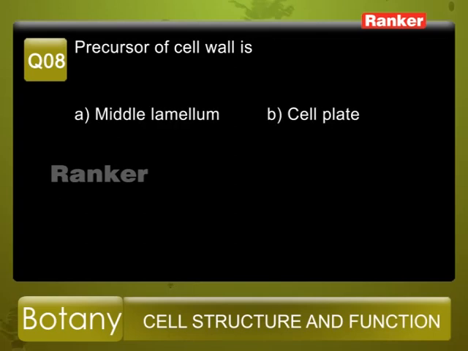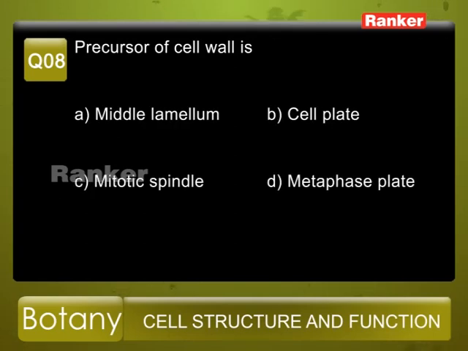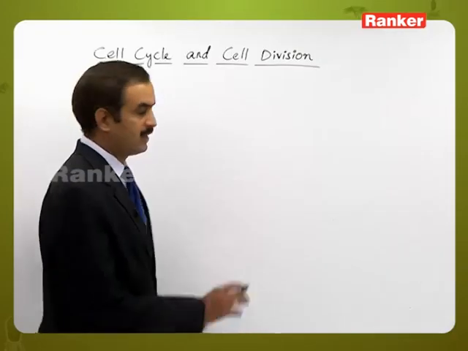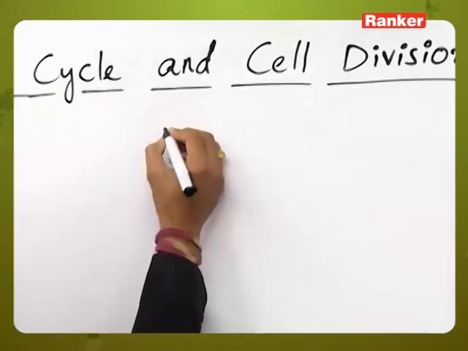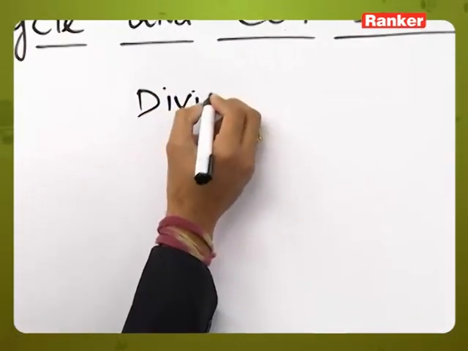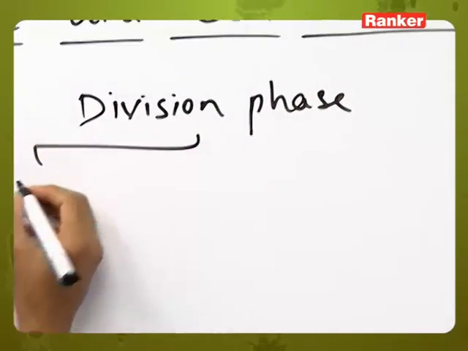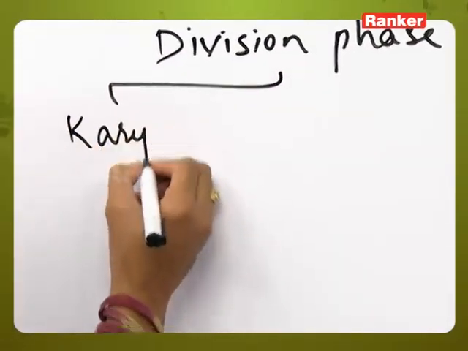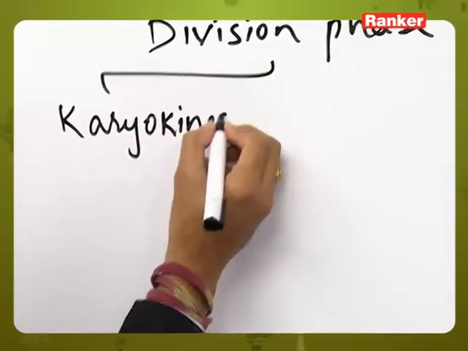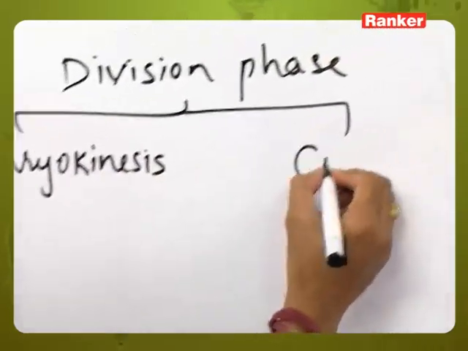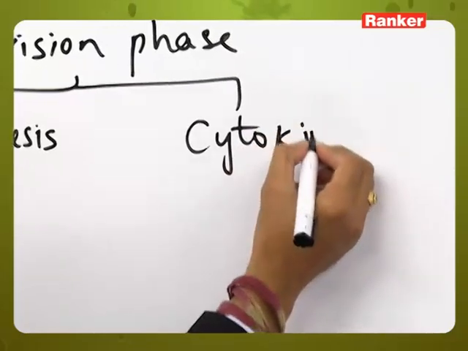Question number 8. Precursor of cell wall is, the given options are A. middle lamellum, B. cell plate, C. mitotic spindle, and D. metaphase plate. So, here during the division phase, two stages are there. One is called karyokinesis, and the second one is called cytokinesis.